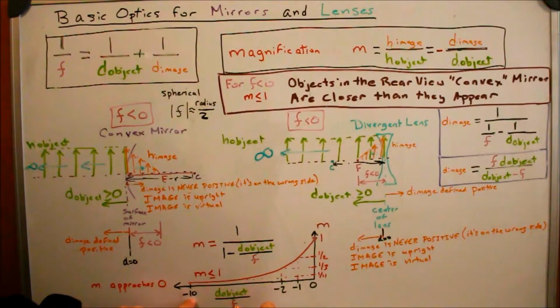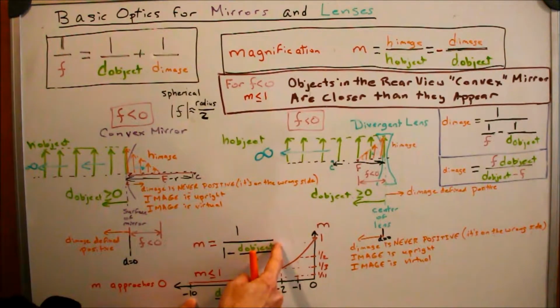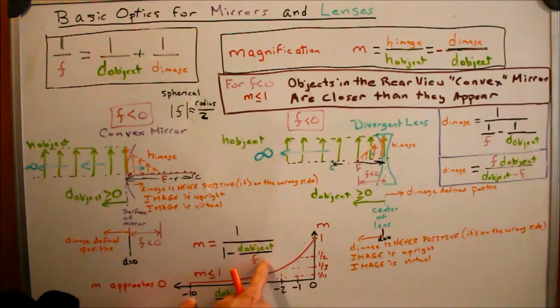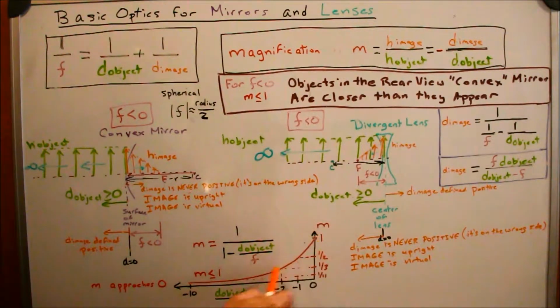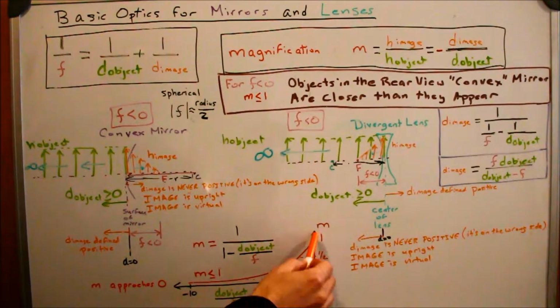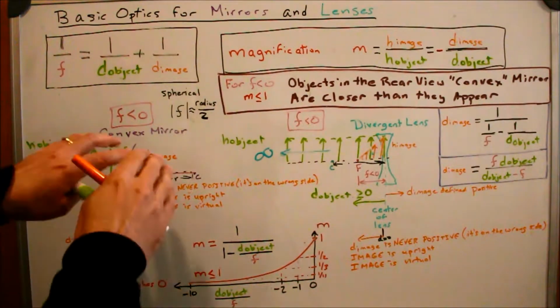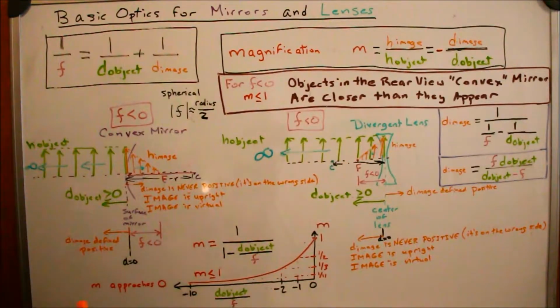If this is 10, and that's -1, so I'm 10 times more than my focal length, this would be 1 minus a minus 10, which is 1/11. So my magnification factor is 1/11. So they have this relationship. No matter where I put my object, my magnification is always less than or equal to 1 for any case with a divergent lens or a convex mirror.